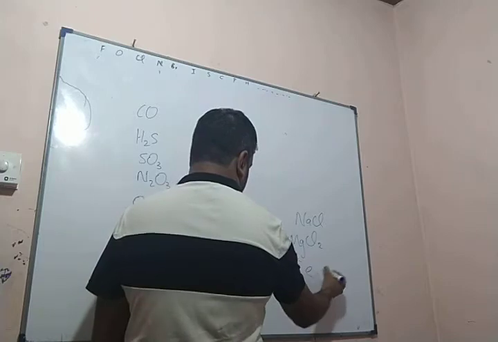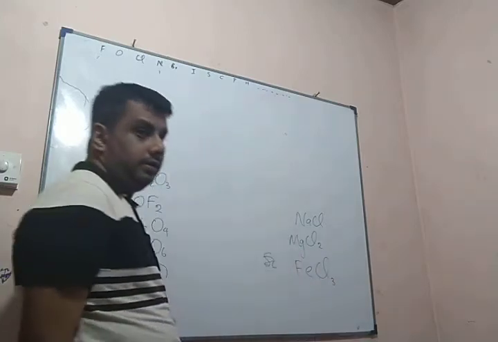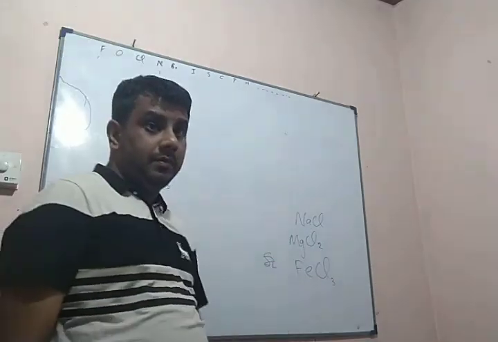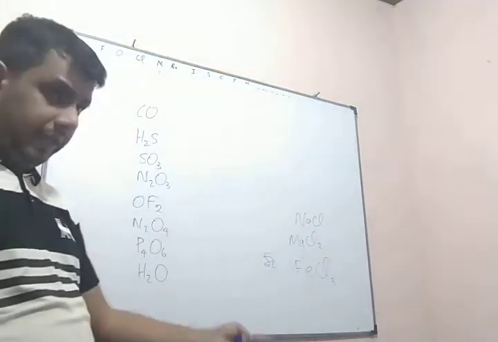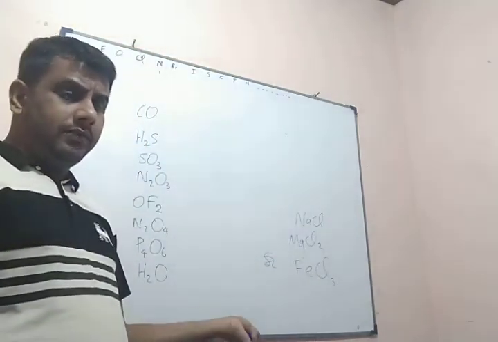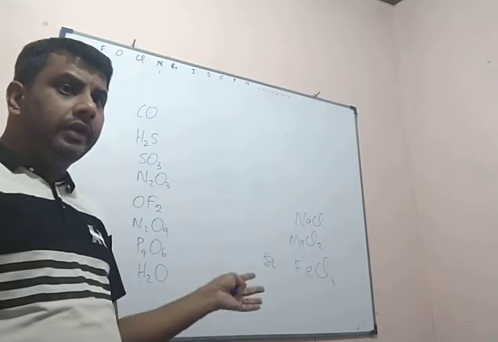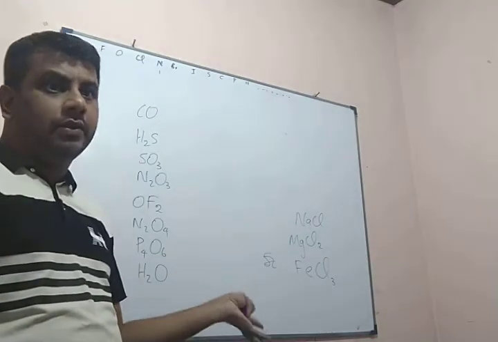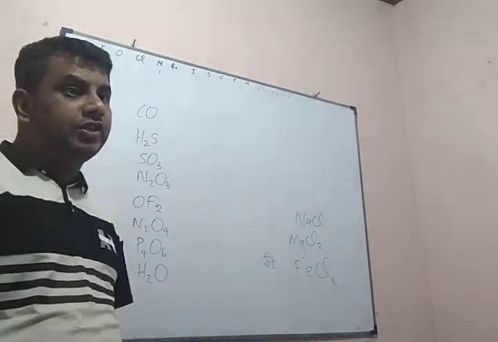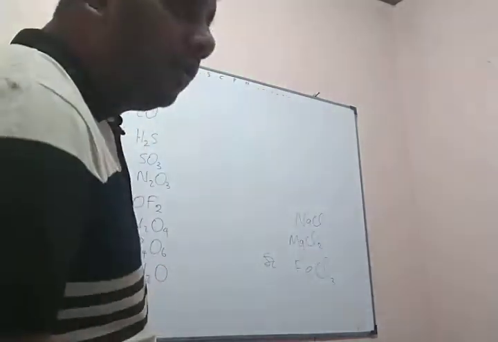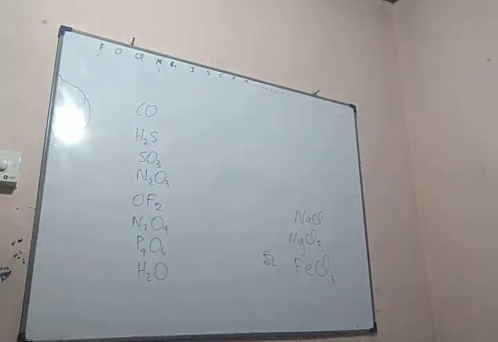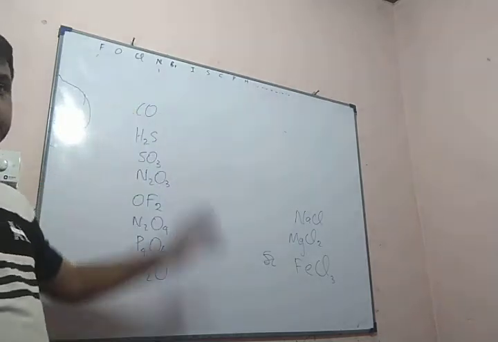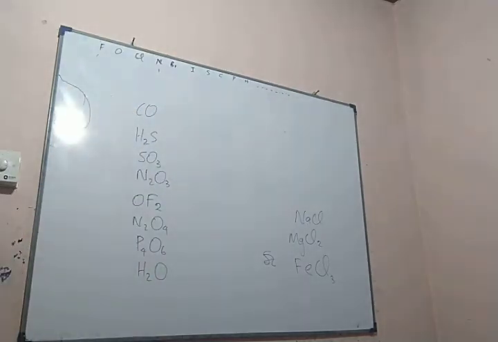FeCl3. How we wrote the name? Ferric chloride. Ferric trichloride or iron 3 trichloride. Is it correct? No. Just ferric chloride or iron 3 chloride. We didn't mention the number, but here for covalent compound, these are covalent compound, right? You can see that both are non-metal. Carbon, oxygen, both are non-metal, so they should be covalent compound, right?